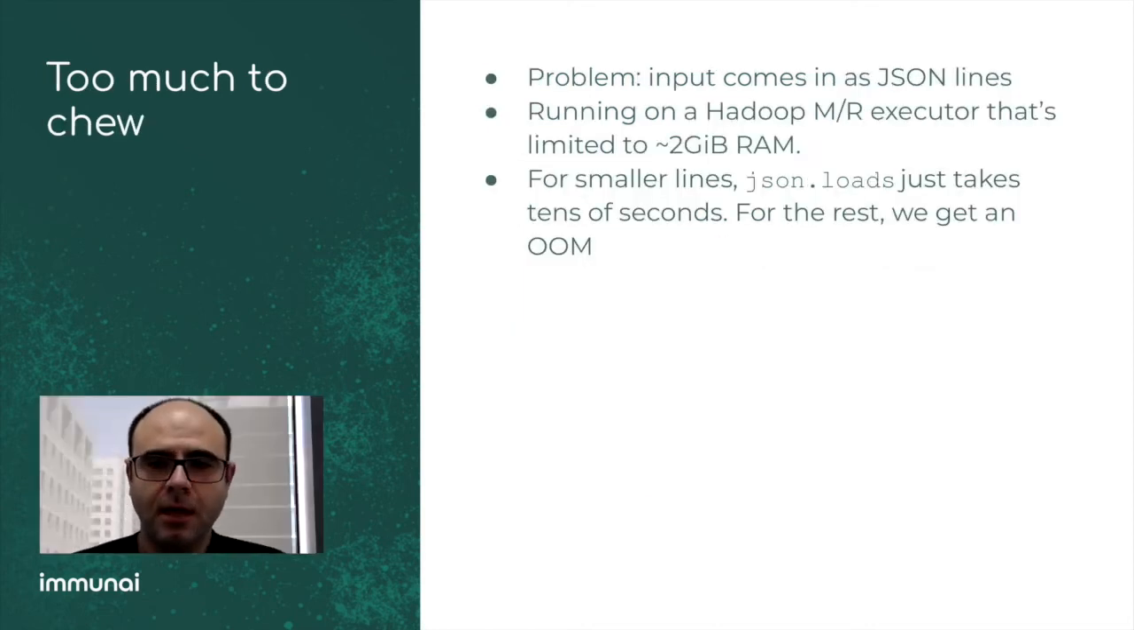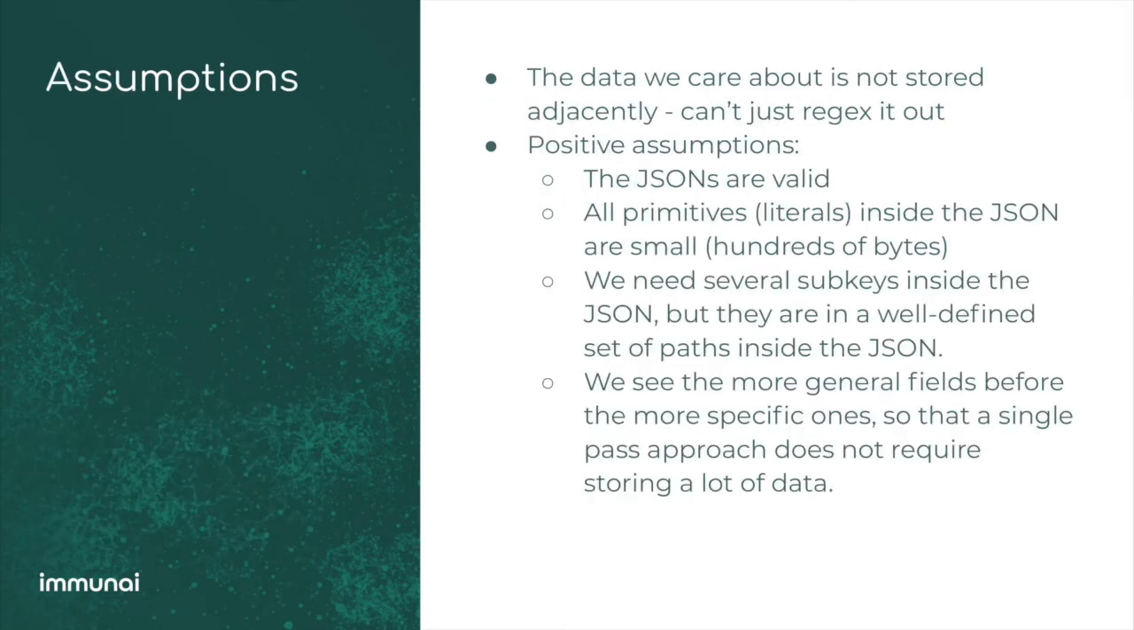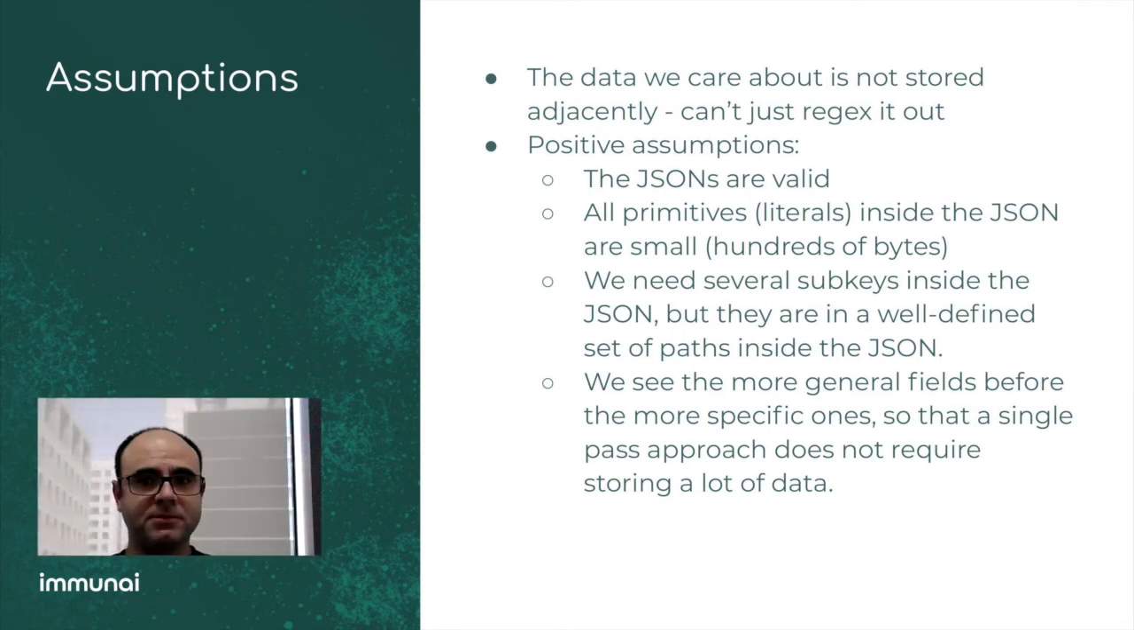So what's the problem? The problem is that the input was in the format of JSON lines, and each specific line was taking as much as 1 gigabyte. And the environment we were running in was allocating about 2 gigabytes per executor, which practically meant that Python's standard json.loads was simply running out of memory. When it wasn't, it was still taking tens of seconds to even load the line. So iteration times on real data were horrible. So this does call for a bespoke solution.